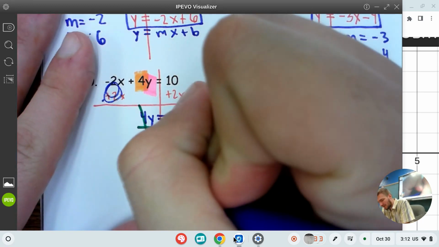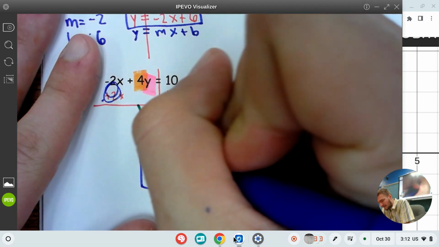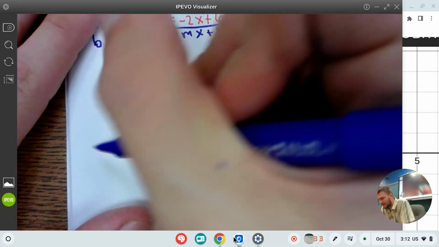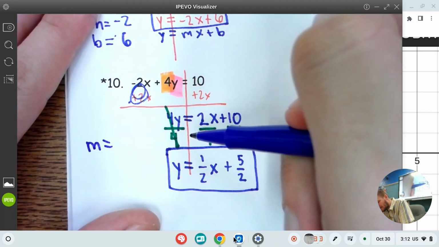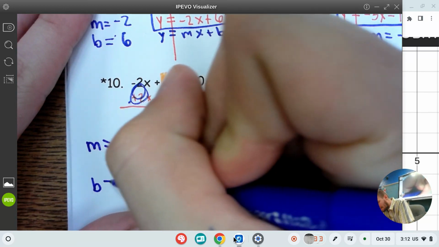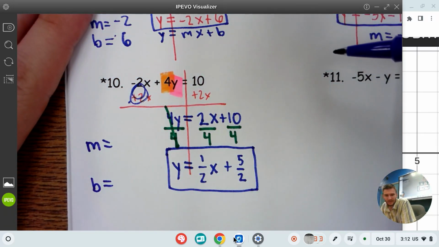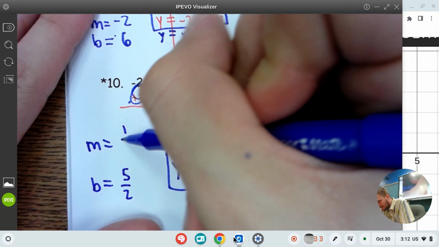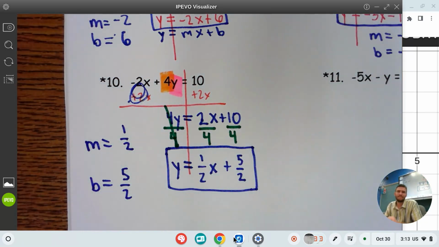Here's our line. Y equals 1/2 x plus 5/2. What's the m value? And what's the b value? B is 5 over 2 and m equals 1/2. You guys are both right. Nice job.